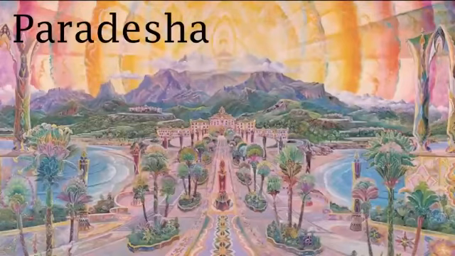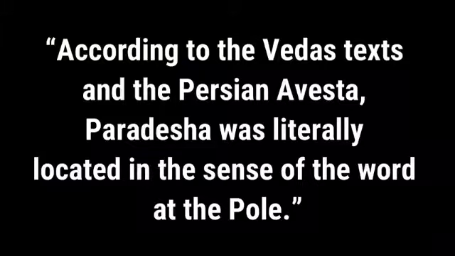Rene Guénon in The King of the World writes, according to the Vedas text and the Persian Avesta, Paradisha was literally located in the sense of the word at the pole. The ancient Hebrew word for Paradisha is Pardes, which translates to garden.